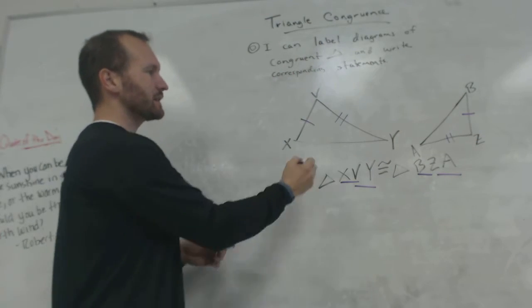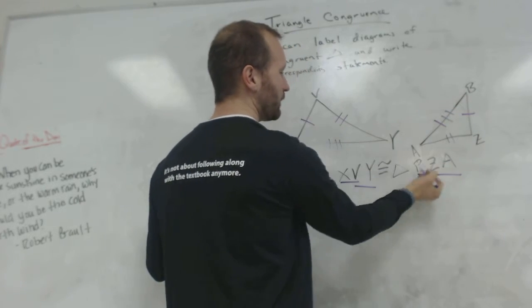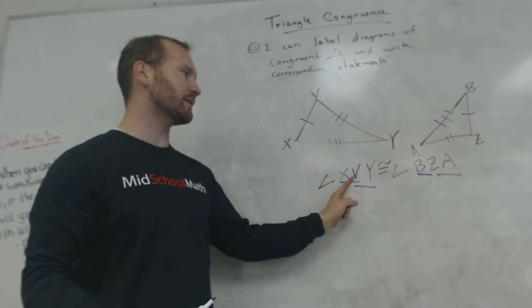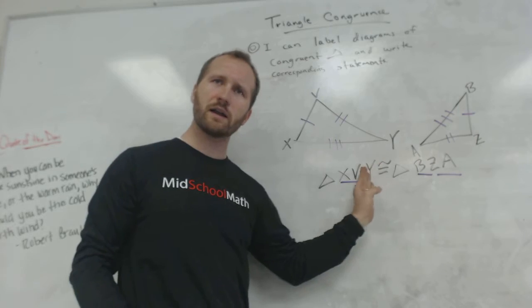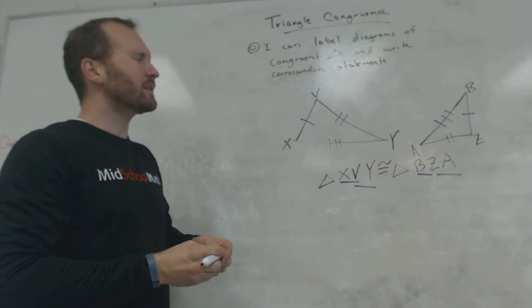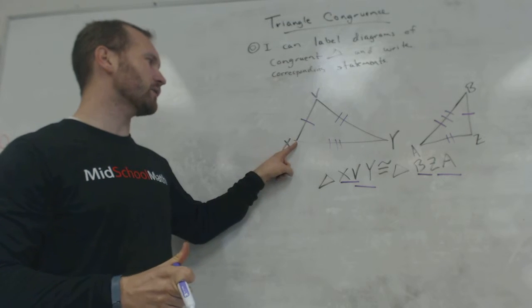And then the third side is easy. XY must be the same as AB. Now, the way I would probably say this to myself is YX is the same as AB, just because I'm trying to follow from left to right and then wrap around back to the beginning. The nice thing about these triangles is it's going to be really easy to name these angles. Each vertex only has one angle.